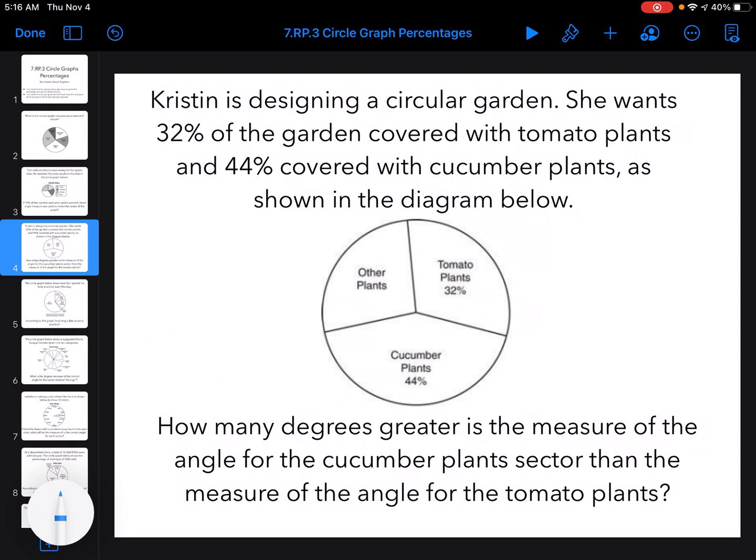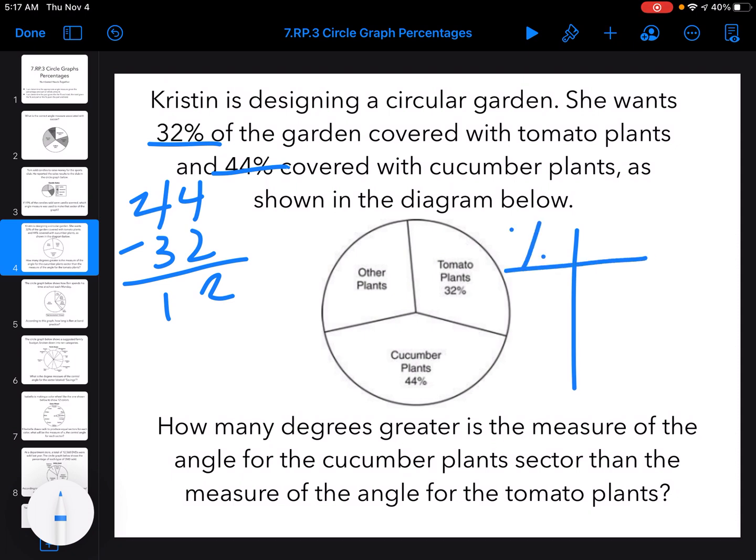Kristen is designing a circular garden. She wants to plant 32% of the garden covered with tomato plants, 44% with cucumber plants, as shown in the diagram below. How many degrees greater is the measure of the angle for the cucumber plant sector than the measure of the angle for the tomato plants? Well, I know that I want to subtract these two. So 44 minus 32, because I want to figure out how many degrees greater. So I have 12, right?